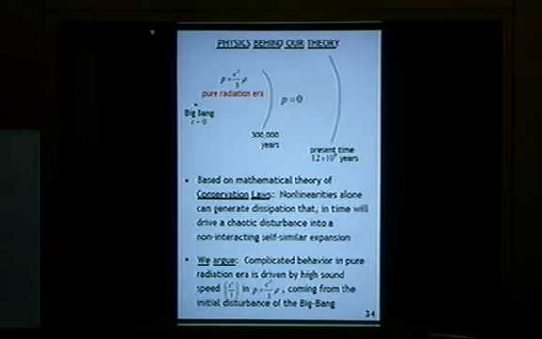And it's based on the mathematical theory of conservation laws. Nonlinearities alone can generate dissipation that in time will drive a chaotic disturbance into a non-interacting self-similar expansion. So we argue that the complicated behavior in the pure radiation era, that's the red stuff up there, is driven by the high sound speed. Oh, that should have a square root. It should be the square root of c squared over 3, that first one, in the equation of state p equals c squared over 3, that comes from the initial disturbance of the Big Bang. So it's c divided by the square root of 3. That's a big number. C is a big number. So it's driven by that.